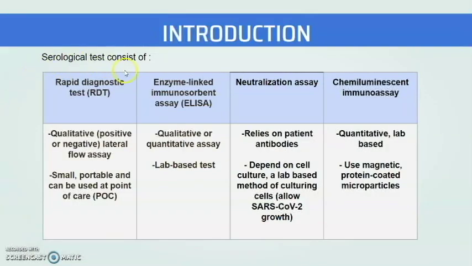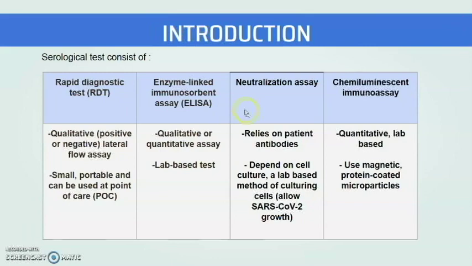Serological test consists of four tests, which are rapid diagnostic test (RDT), enzyme-linked immunosorbent assay (ELISA), neutralization assay, and chemiluminescent immunoassay. Rapid diagnostic test, or RDT, is a qualitative, positive or negative, lateral flow assay. It is small, portable, and can be used at point of care (POC). ELISA is a qualitative or quantitative assay. It is a lab-based test.